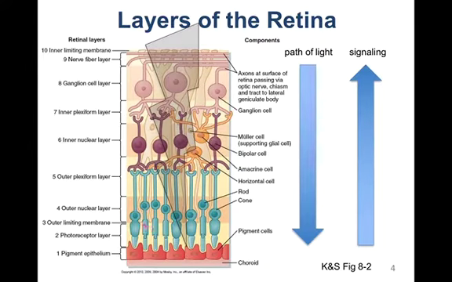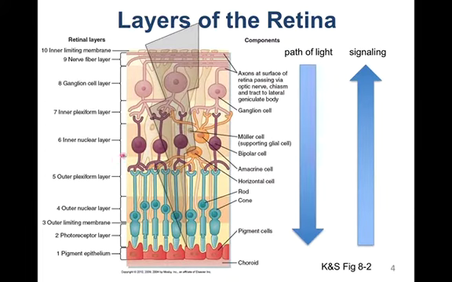2. The outer limiting membrane, layer 3, is the boundary between the cell body of the photoreceptors and the inner and outer segments. This would be the inner segment, this would be the outer segment of a photoreceptor. The outer nuclear layer, layer 4, contains the cell bodies of the photoreceptors.